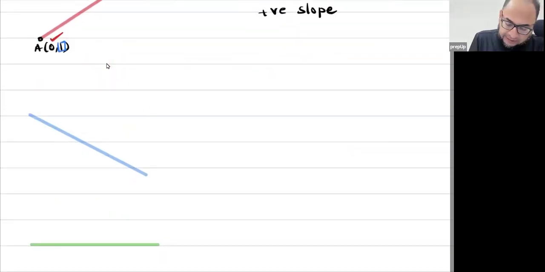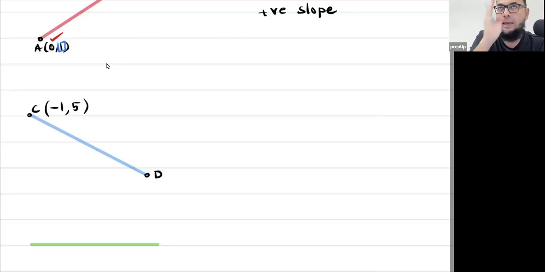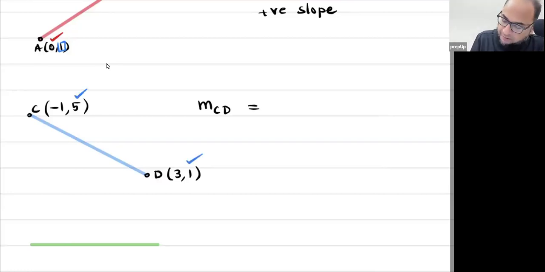Now, let's look at the second example. Let me write C over here. Let me write D over here. Let me write C as -1, 5, and let me move 4 units right. So this is 3, and let me go down 4 units. So therefore 1. I'm just doing the calculation myself. So now gradient of CD, again let me focus, change in y, which is 5 minus 1. Change in x, that is -1 minus 3.